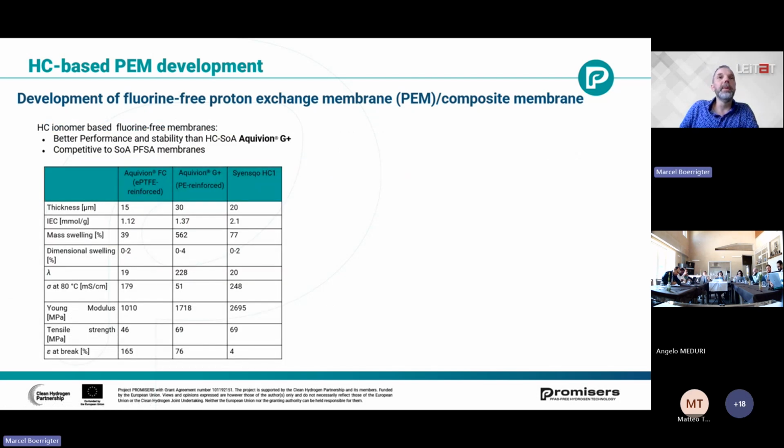So if you look at the membranes which were made from the hydrocarbon-based polymers, they were verified against the Aquivion standard PFAS polymer. So here you can see the Aquivion reinforced polymer, which has the thickness, the ion exchange capacity, swelling, the lambda, Young modulus, tensile strength, etc. And the first hydrocarbon-based ionomer which was developed.